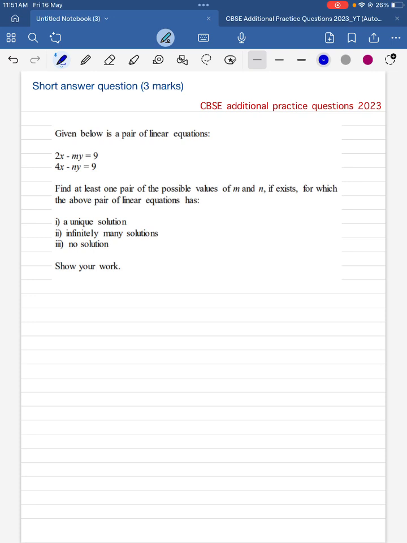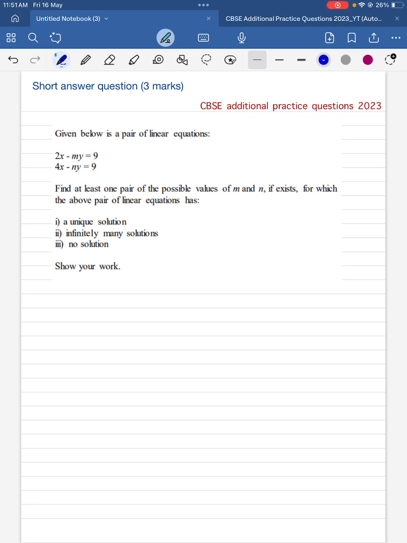Today I'll be doing the short answer question for 3 marks from the CBSE additional practice questions released in 2023. The question is from the lesson linear equations. Given below is a pair of linear equations: 2x minus my equal to 9 and 4x minus ny equal to 9.